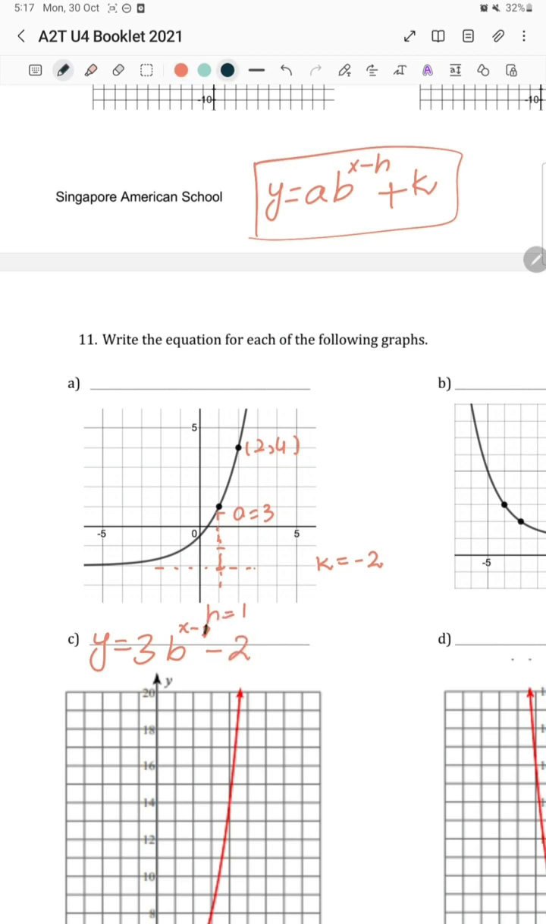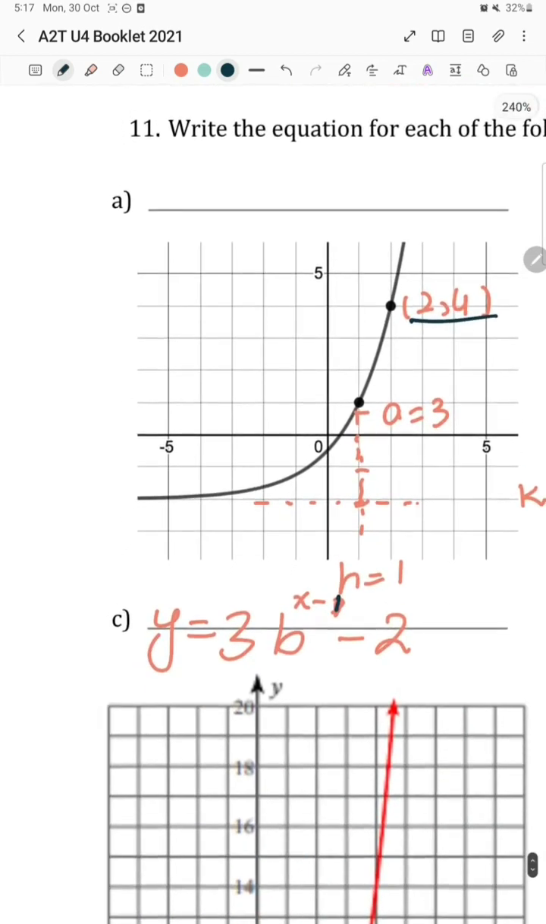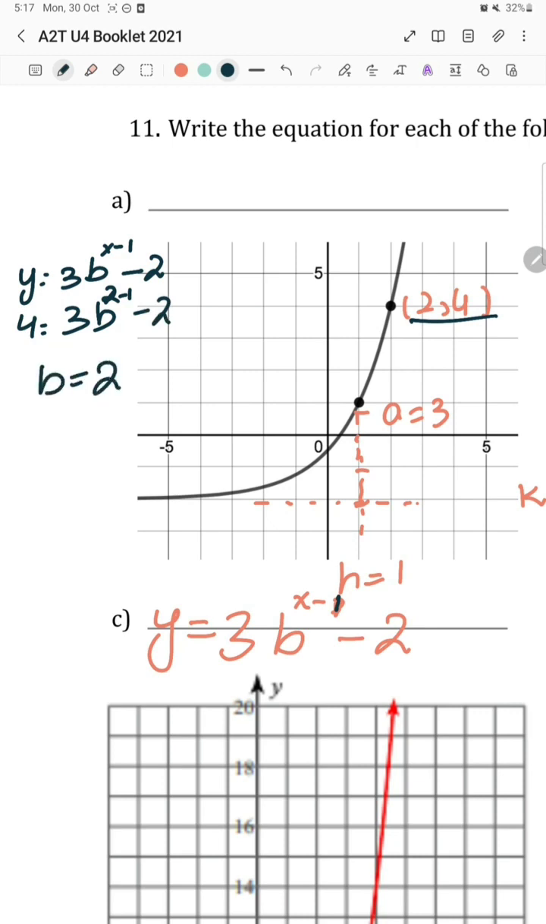Okay, and taking this point 2 and 4, what we're going to do is y is equal to 3b to the power x minus 1, minus 2. 4 is equal to 3b to the power 2 minus 1, minus 2. So b is equal to 2.